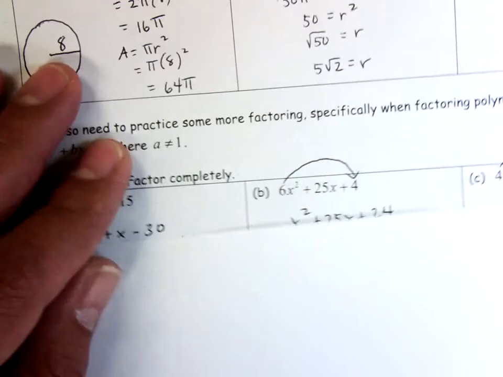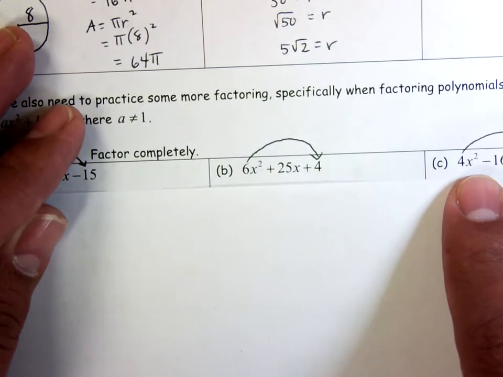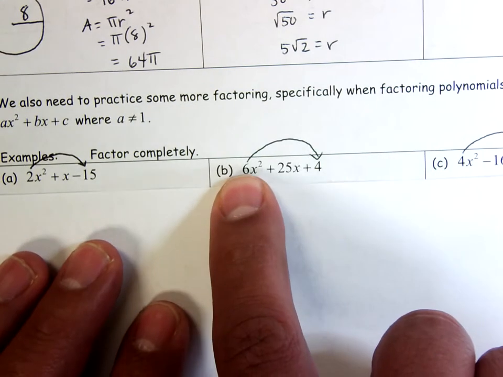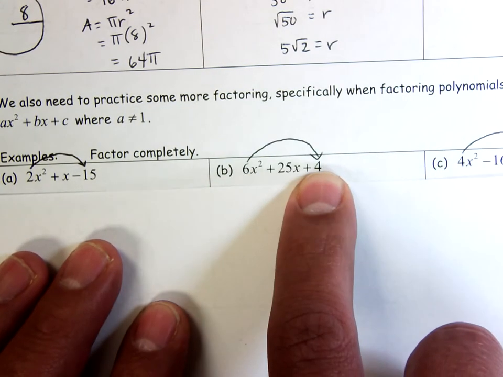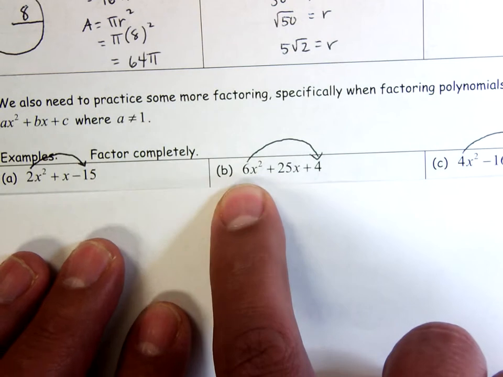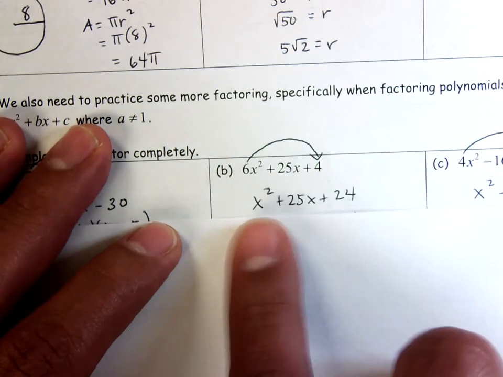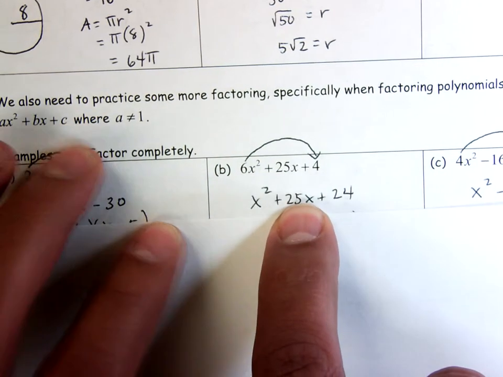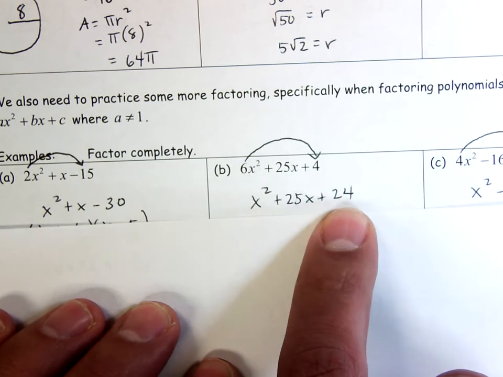Okay, another example. I've got a leading 6. So I take this 6 and I multiply it by the 4. And when I do that, I drop it from the front. So it becomes x squared plus 25x. 6 times 4 is 24. And now I factor it like we normally do.